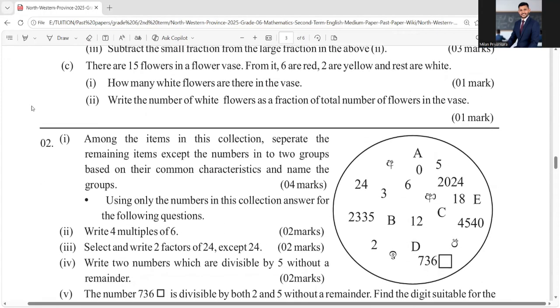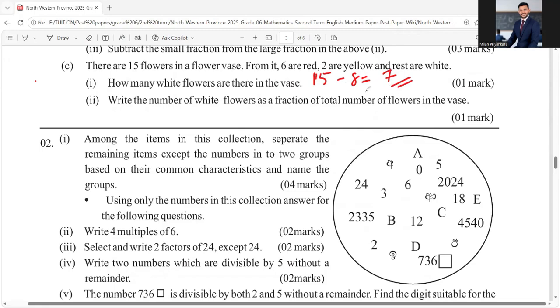There are 15 flowers in a flower vase. From it, 6 are red, 2 are yellow, and the rest are white. How many white flowers are there in the vase? So 6 plus 2 is 8. Then you have to take 15 minus 8, which is equal to 7. So there are 7 white flowers. Your answer is 7.